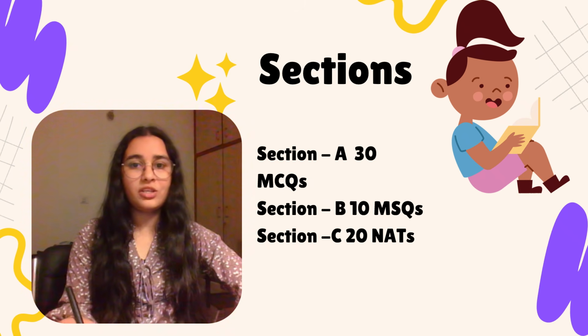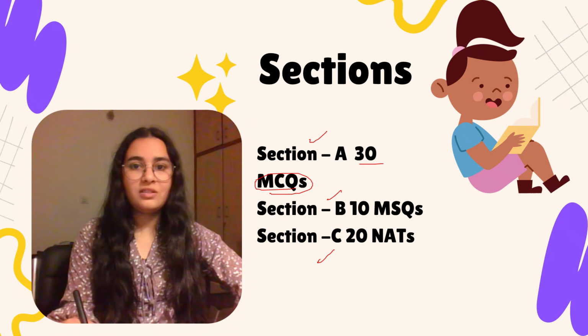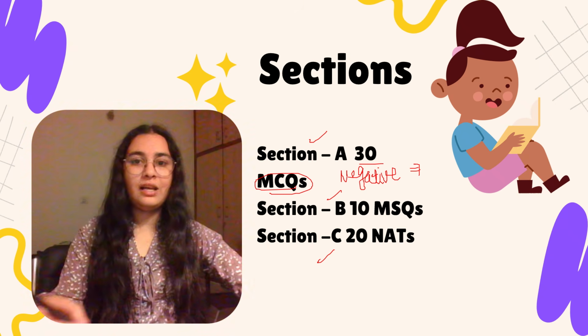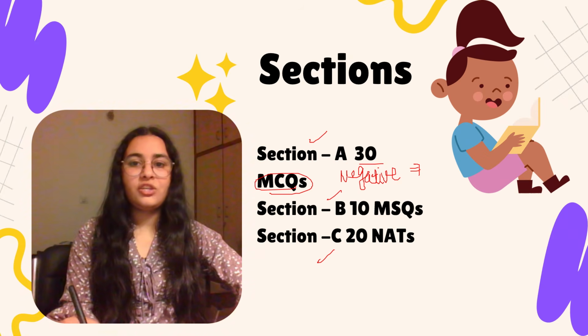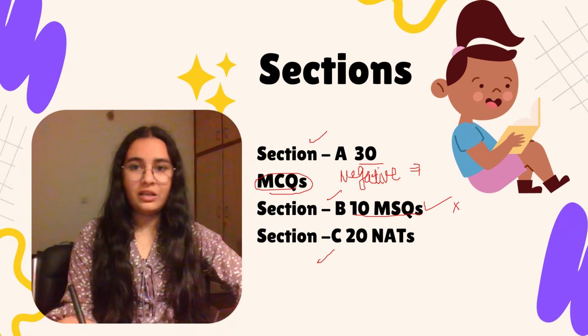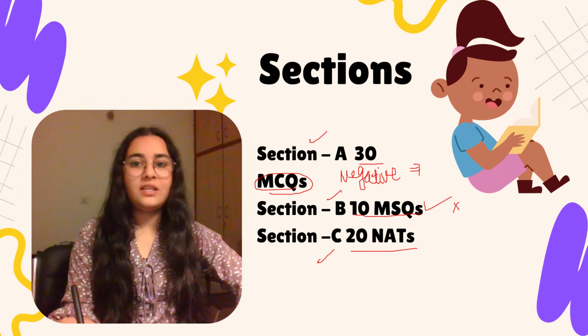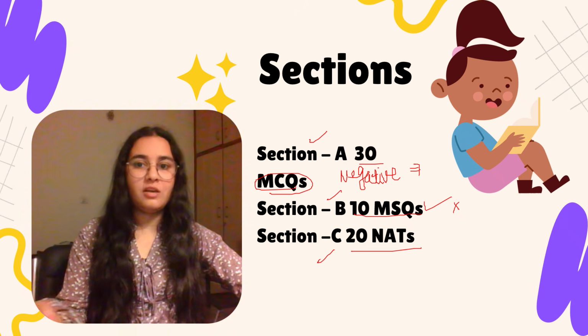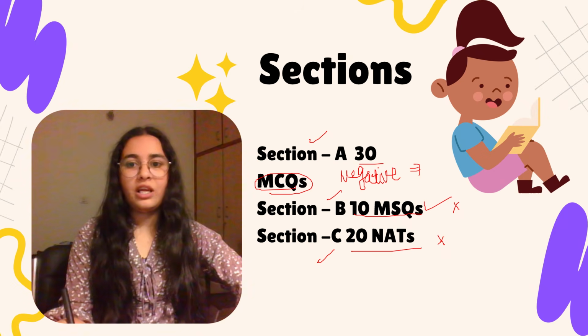So talking about the sections in the exam, there are mainly three sections. The first section has MCQ questions and it does have negative marking. So you really have to be careful while attempting section A. And in section B, there are 10 MSQs, that is multiple select questions, no negative marking is there. And in section C, 20 NAT, that is numerical answer type questions. Here also no negative marking is there.